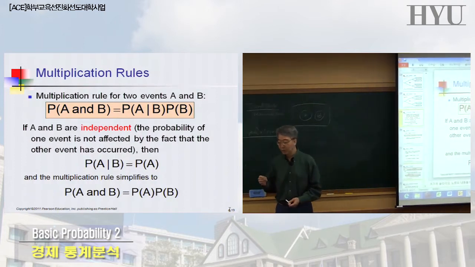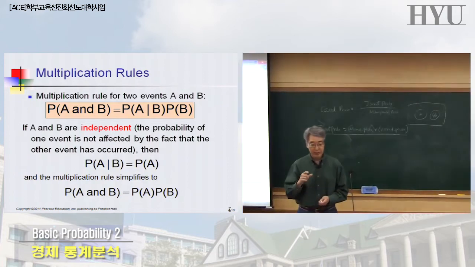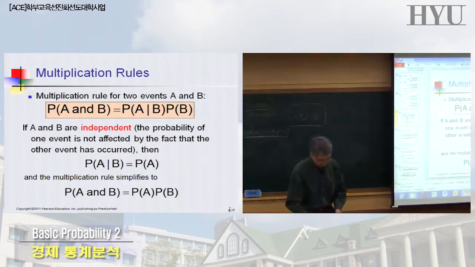If you flip a coin twice, whether you got head or tail in the first flip, does that affect the second trial, right? When you flip the coin, each trial is separate, or independent. In other words, whether you have had head or tail does not affect the probability of head or tail in the second trial. That's the idea of independence. Okay?